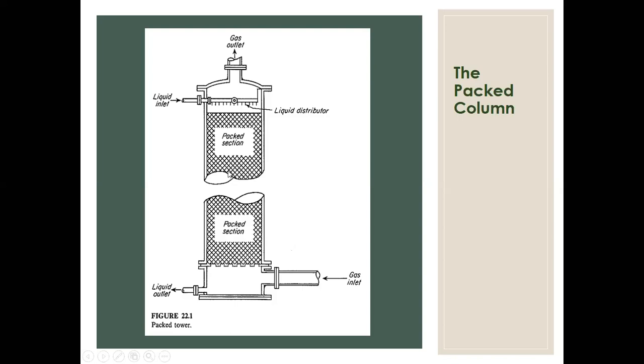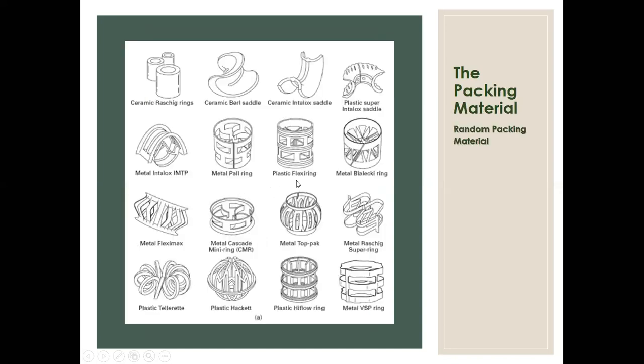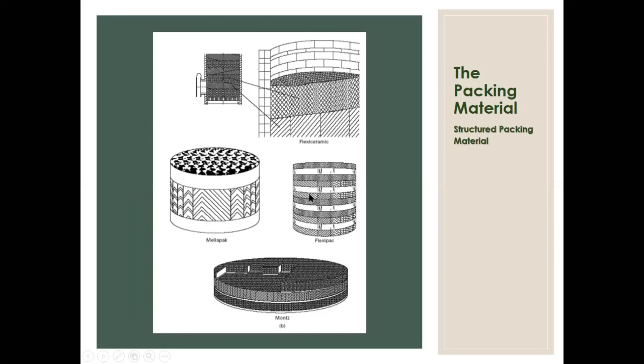So speaking of the packing material, we have two types, and we will go to each of these two types of packing material. So in here, I have the different packing materials, and specifically the random packing material. So you have like 16 different types of random packing material here. In the next slide, you have the structured packing material. So you have the FlexiPaks, you have the FlexiPak ceramics here, you have the Millapaks, and you have the Monts. So these are just examples of structured packing material.